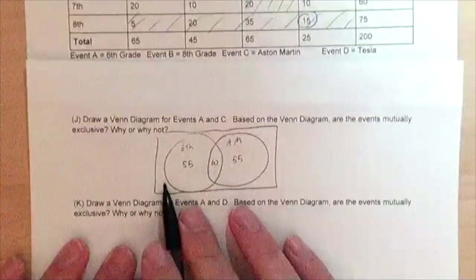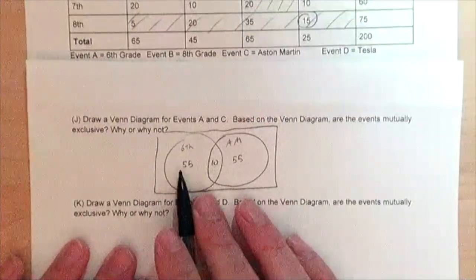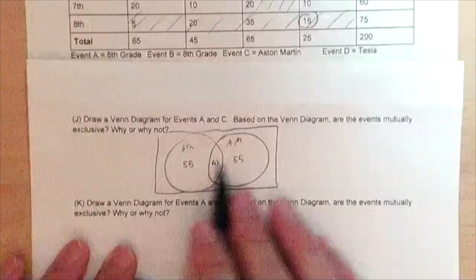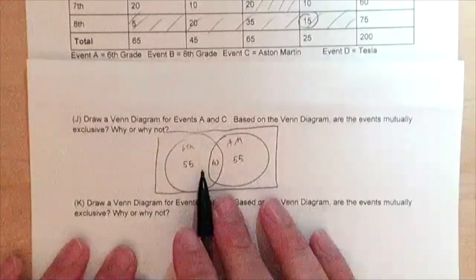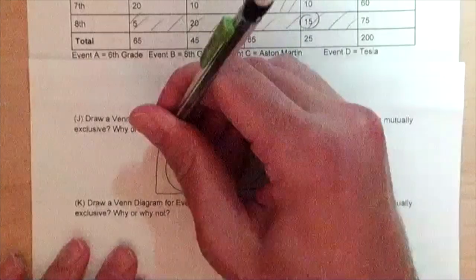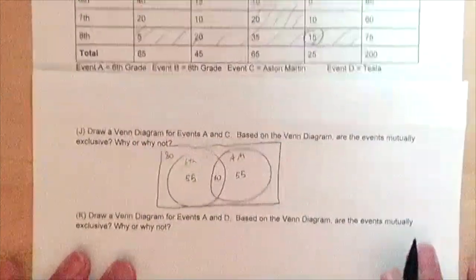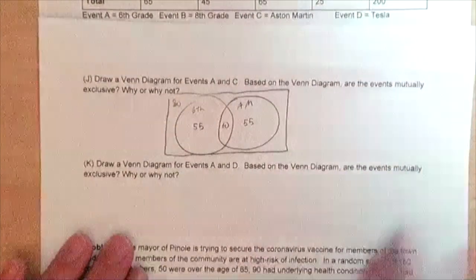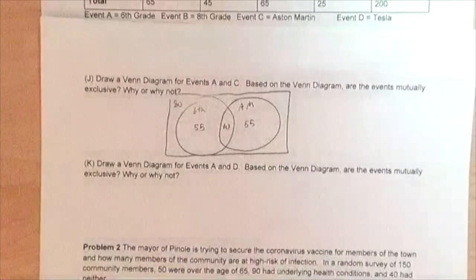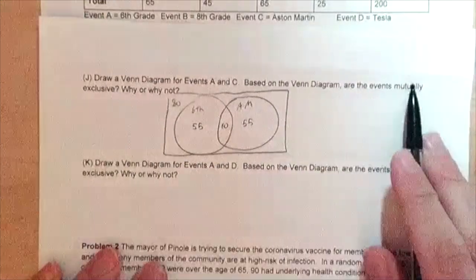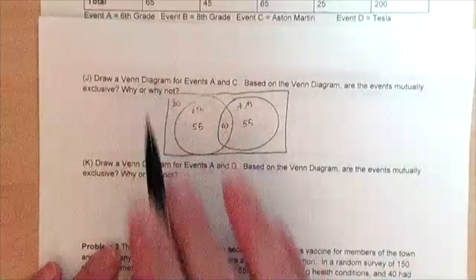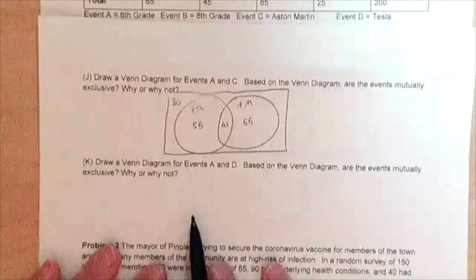And then on the outside, we can put every other student. So all we have to do is add them up. We have 65 plus 55, 120. There's 80 students who aren't part of either of these things, right? So that's my Venn diagram. And it asks us whether the events are mutually exclusive or not. But we're going to skip that and do these two together.